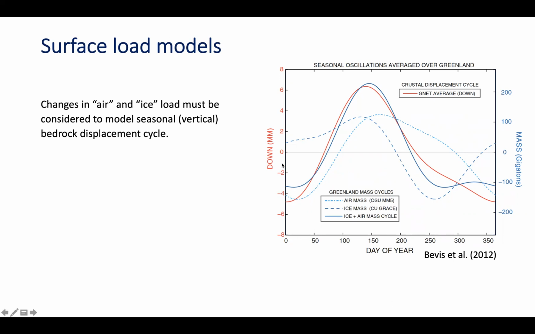cycle in the crustal displacement, in particular the vertical component, which is the black line here, as a function of the day of year. It can be correlated only when you combine the mass change cycles happening in ice and air. The individual components are shown here, but when we combine the air and ice mass, which is the solid blue line, it corresponds really nicely with the seasonal oscillation of vertical displacement.